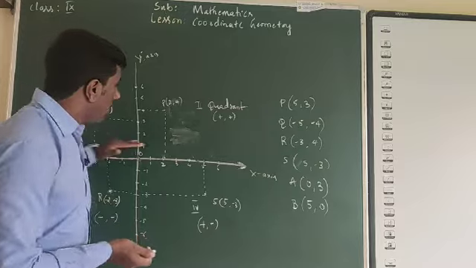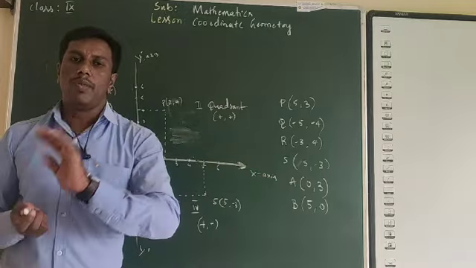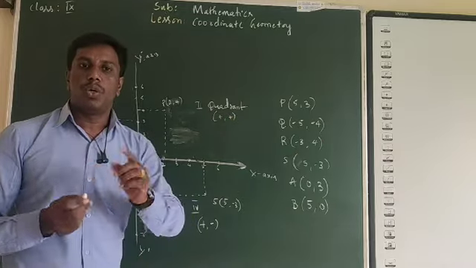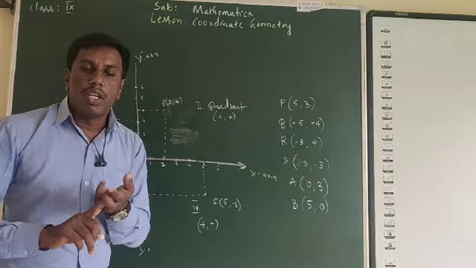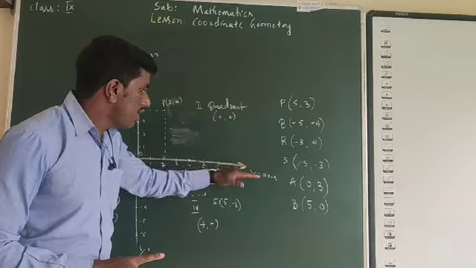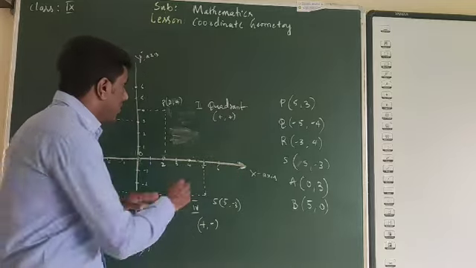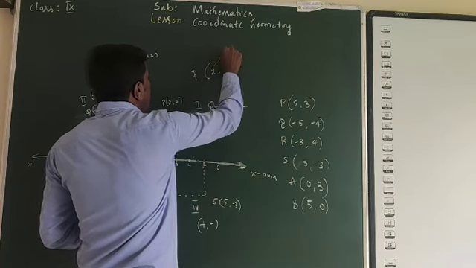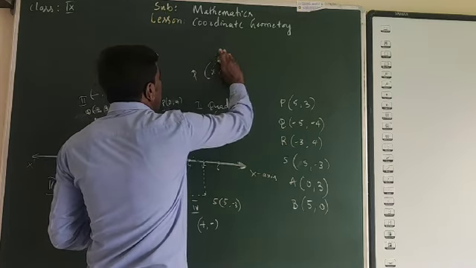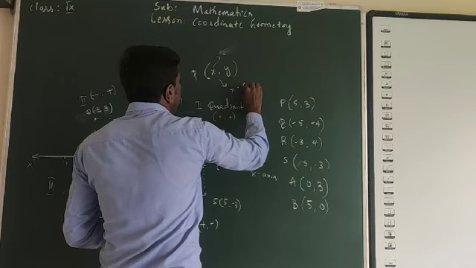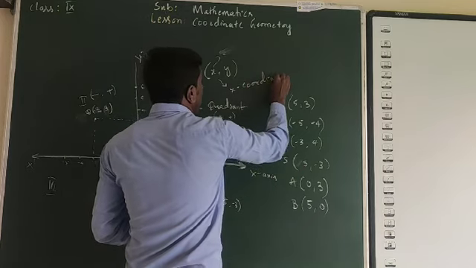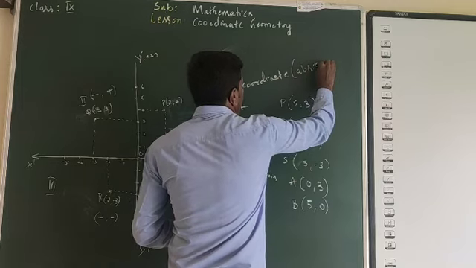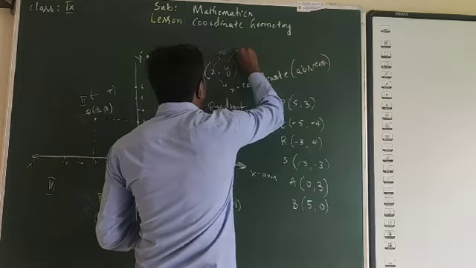So on the x axis, y value will be 0, or the ordinate value will be 0. When we write x comma y, this is called the x coordinate, or abscissa. And this is the y coordinate.